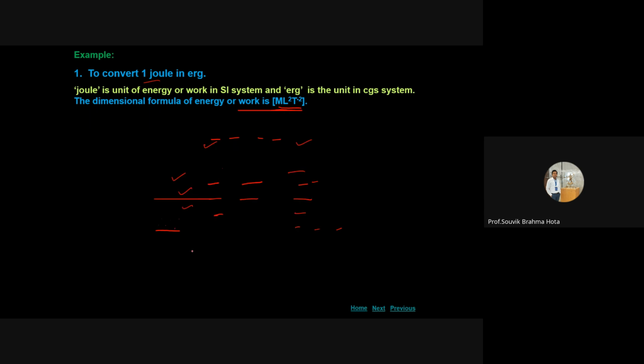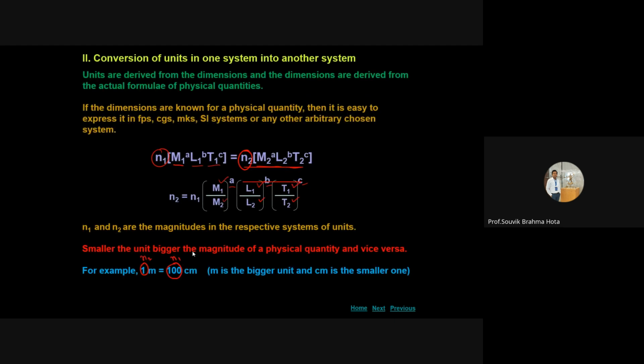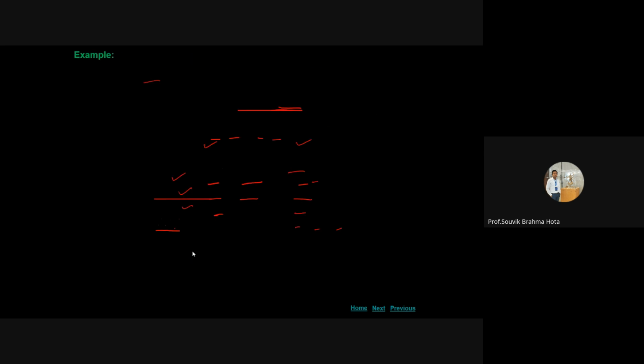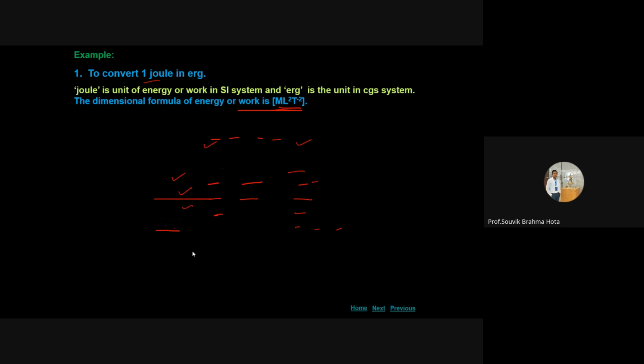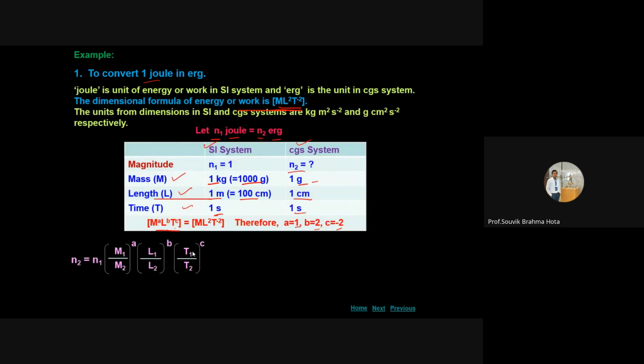Previously we know this n2, we make n2 the subject: n2 is equal to n1 into M1 by M2, like that. So that we must follow in this case. n2 is equal to n1 into (M1 by M2) whole raised to the power a, (L1 by L2) whole raised to the power b, (T1 by T2) whole raised to the power c.